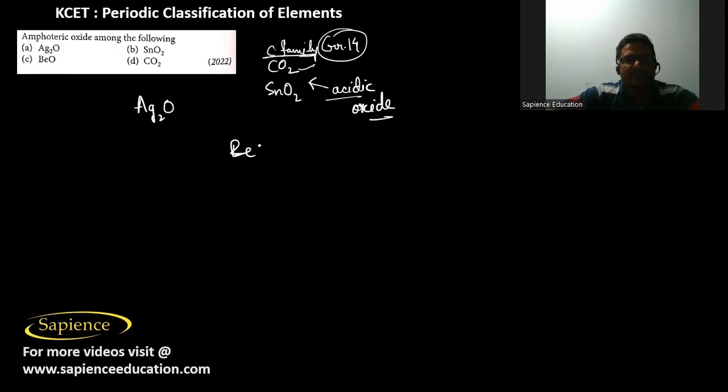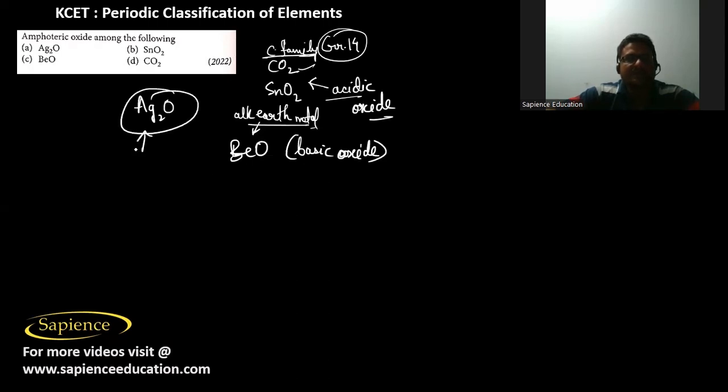And then BeO, it is beryllium oxide, which is an oxide of an alkaline earth metal. So it will also be a basic oxide, since all oxides of alkaline earth metals are basic oxides. Then we have, so it means that Ag2O, which is the silver oxide, this is the only amphoteric oxide. No, sorry. No, sorry. Silver.